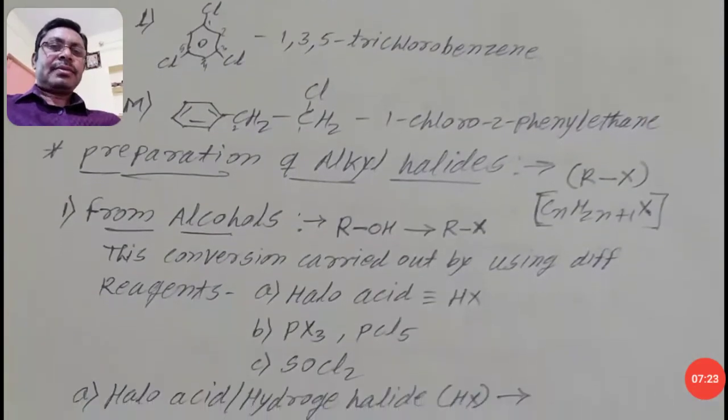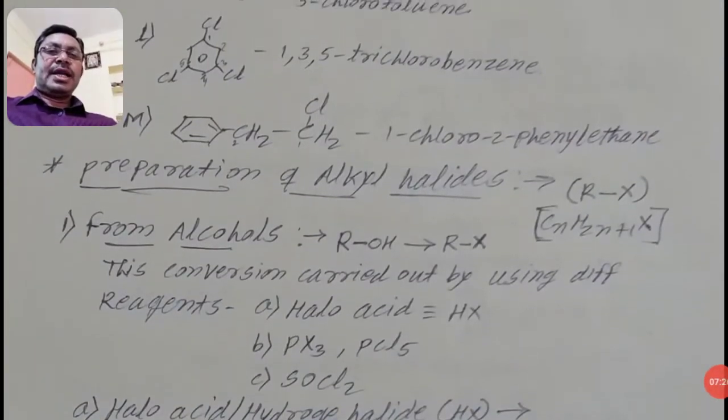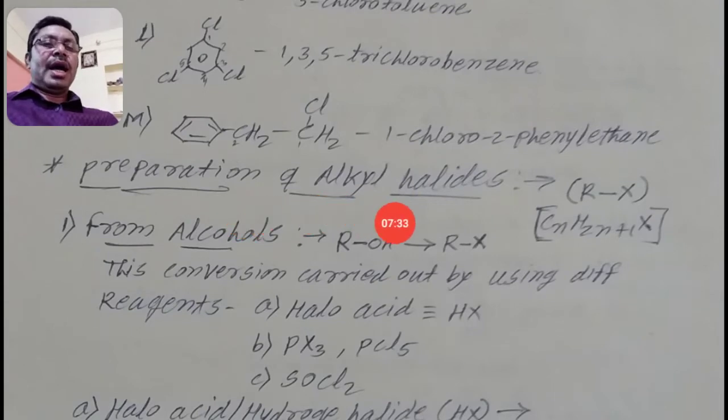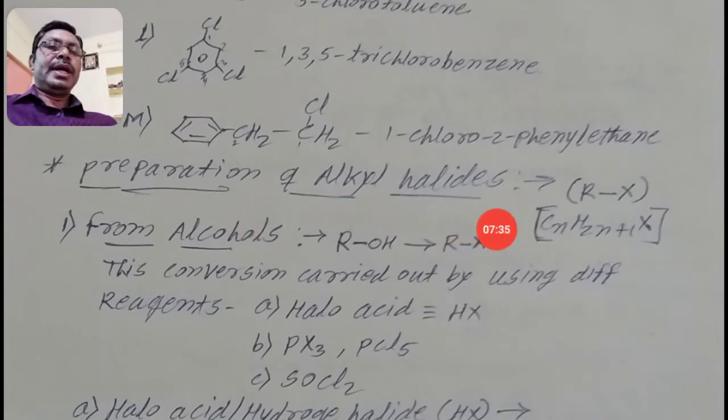In that way, the next point is the preparation of alkyl halides. Up to now we have discussed the common names and IUPAC names of halogen derivatives. Now, the preparation of alkyl halides. The alkyl group is represented as R. Halides, or halogen atoms, are represented as X. Alkyl halides are represented as RX.